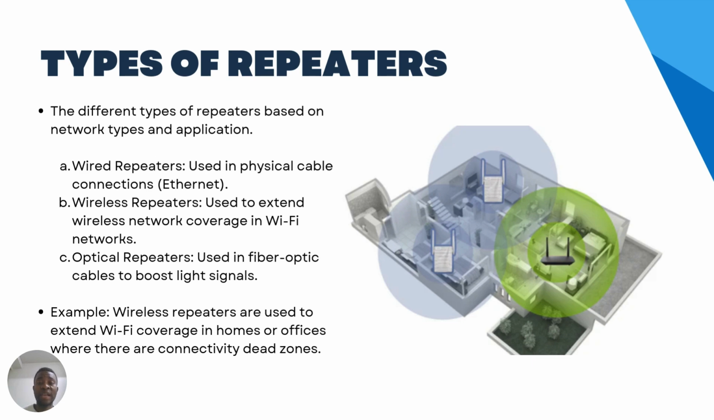The next is the types of repeaters we have. We have different types of repeaters based on networks and application. The first one is the wired repeaters. These are designed for physical cable connections, such as Ethernet networks, and they're used to extend the range of wired signals.